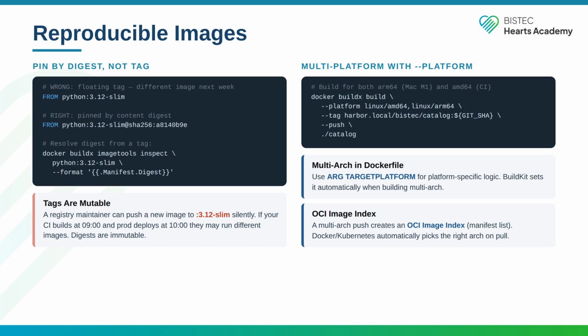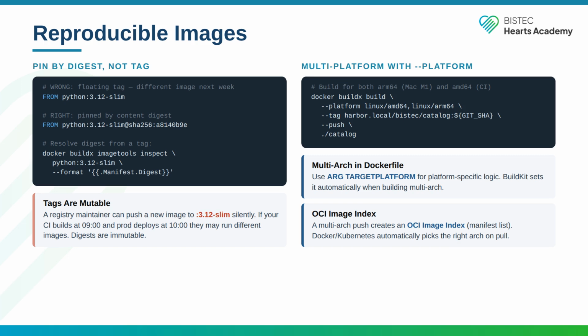To get the digest for a tag, run docker buildx imagetools inspect with the tag and a format flag to extract the manifest digest. Add that to your FROM line. Update it consciously on a schedule after reviewing what changed.